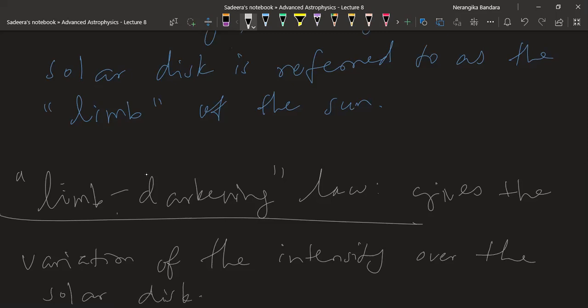Okay, the meaning of limb darkening law should be quite a bit intuitive, right? So limb would be the edge of the sun, or the region near the edge of the sun, or sorry, not sun actually, that's the solar disk. And as you get towards the edge, the brightness or the intensity is going to be less, which means it's sort of like it's getting dark as you go towards the edge. Okay, so it's limb darkening law. That's what it means.